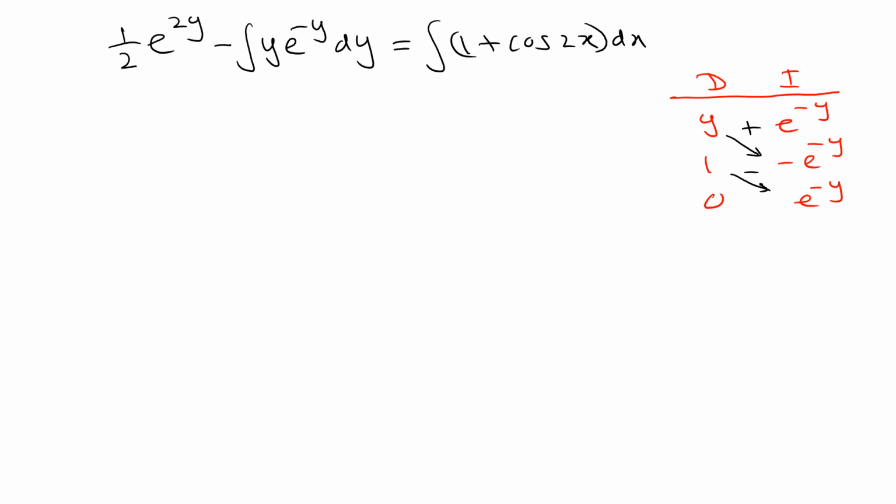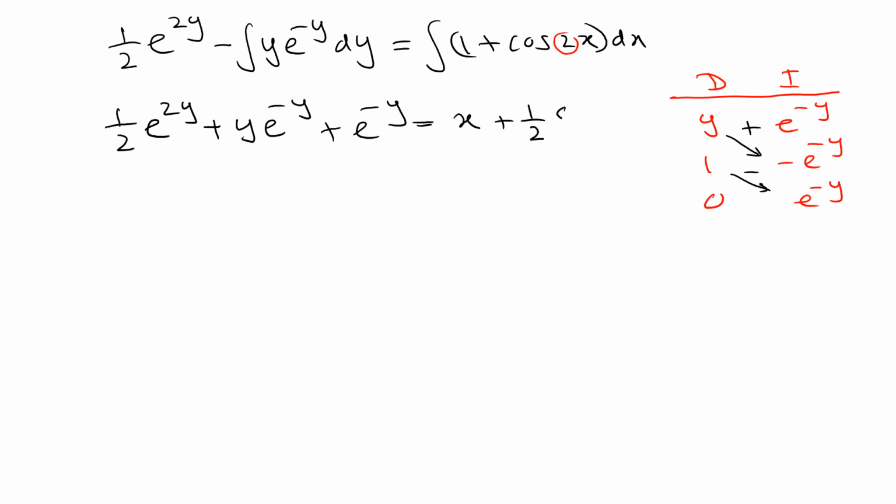First one we have 1/2 e to the 2y. Second one, with this negative sign and the negative sign we get, it becomes plus. So the first one is going to give you y e to the negative y, because you just multiply across the diagonal. And the second one also, with the minus sign going to plus, e to the minus y. That's what happens on the left side. For the right side, 1 means x, and the cosine means sine, and then we divide by 2. So it's going to give you 1/2 sine 2x plus a constant.